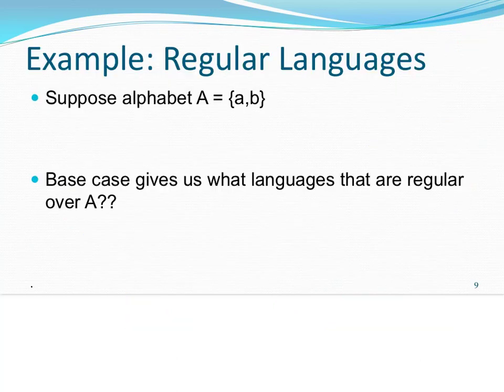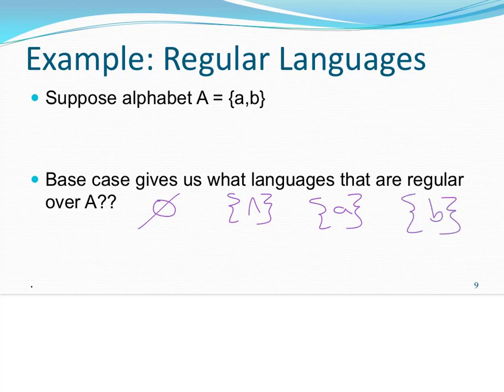So, just to review, let's suppose my alphabet is just the set containing two symbols A and B. If you look at the base case, those three rules, what languages do we know that are regular over A? Well, we know there are 4 languages that are regular. There's one, the empty set. Another language is the language just containing lambda. Another language is the language just containing A. And another is the language just containing B. So the base case gives us a set of 4 different languages, right? Each of these is a set of strings.